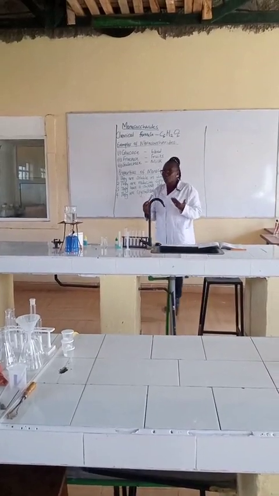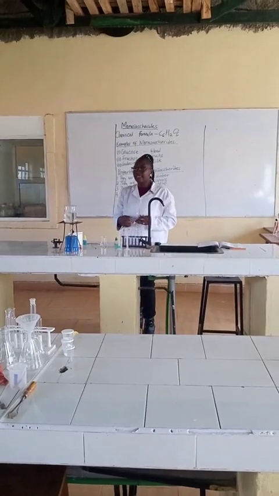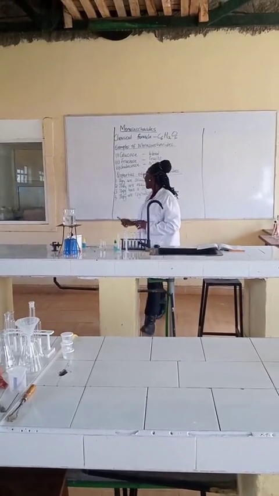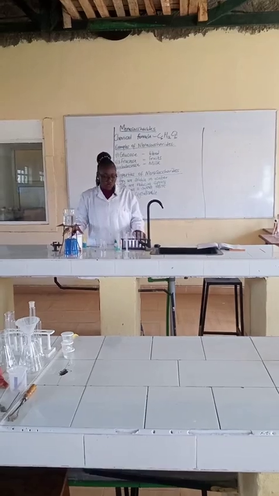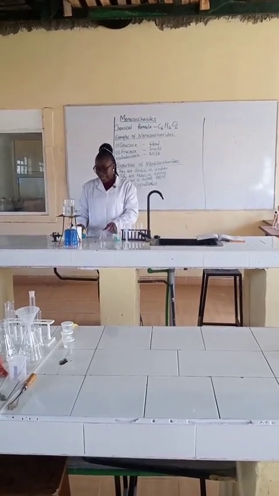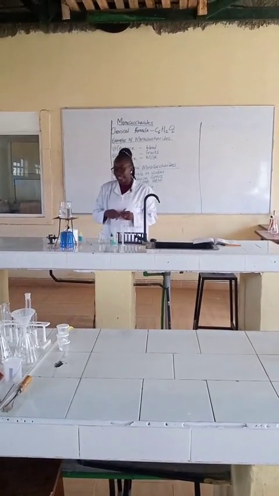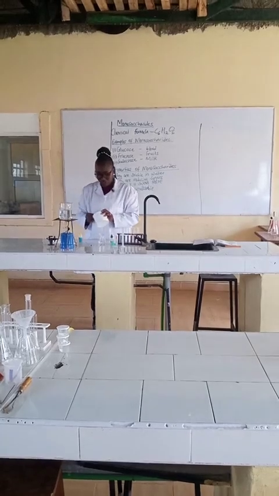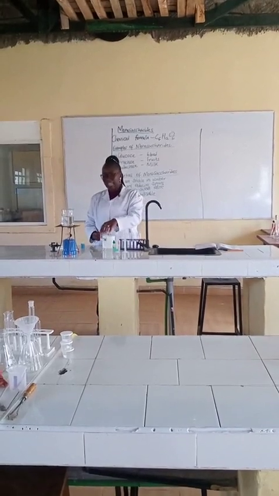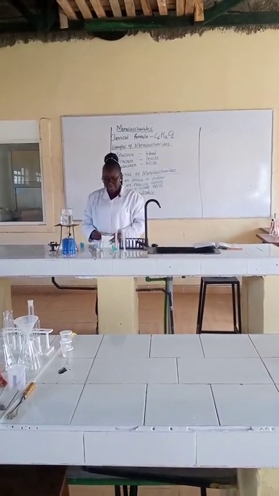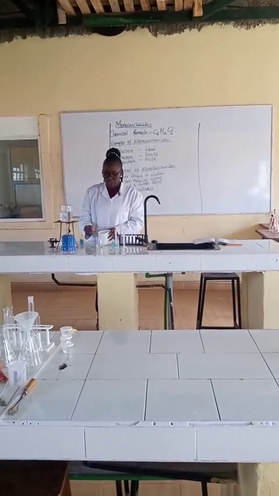So we are going to look at the properties of monosaccharides. One of the properties of monosaccharides is that they are soluble in water. We are going to demonstrate that by taking the sample of the glucose that is provided at your working station. You will take 2 spatulafuls of the glucose and put it in the water that has been measured in your beaker, which is 20 ml.